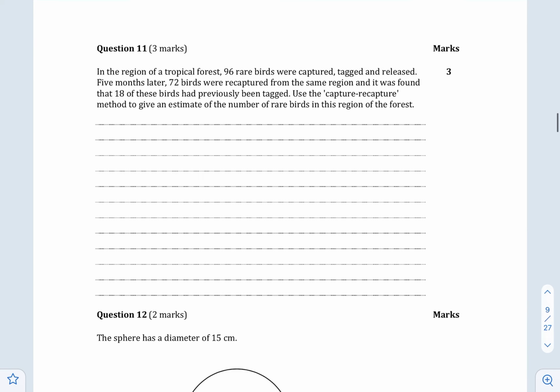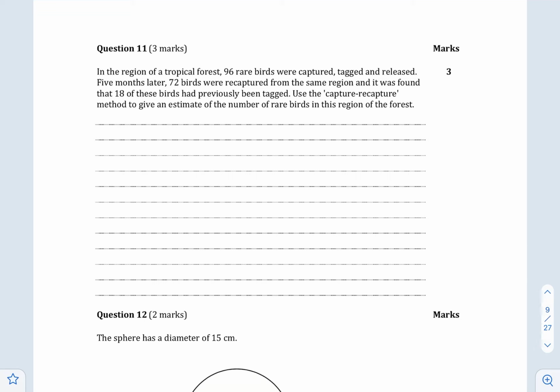Moving along, we've got a question here. In the region of a tropical forest, 96 rare birds were captured, tagged and released. 5 months later, 72 birds were recaptured from the same region, and it was found that 18 of these birds had previously been tagged. Use the capture-recapture method to give an estimate of the number of rare birds in this region of the forest. So we need to look at a couple of aspects. I'm going to highlight them as we go.